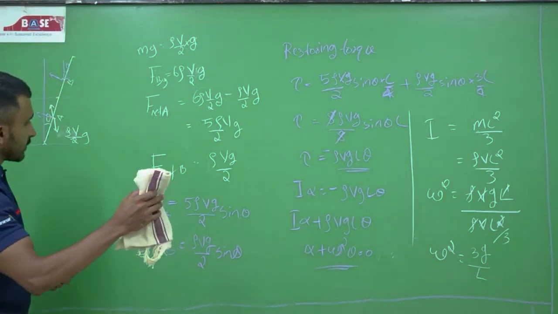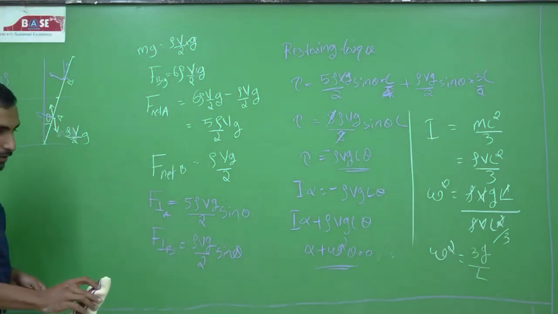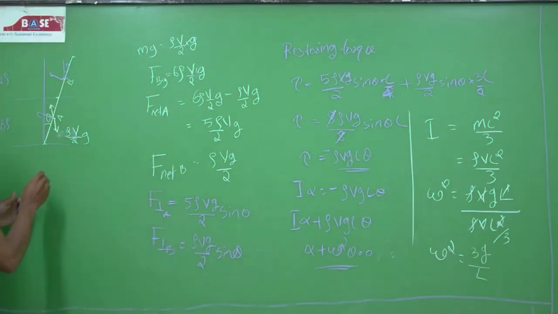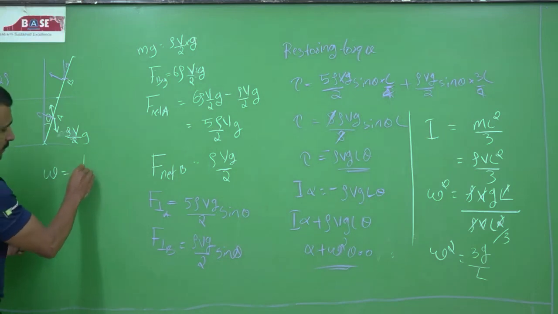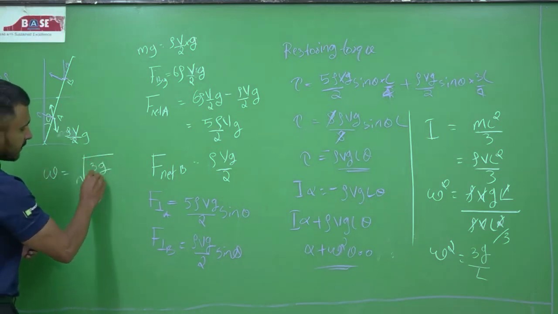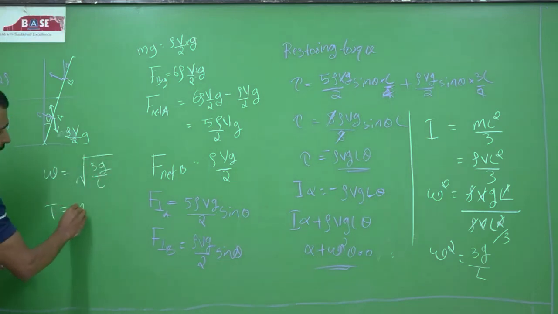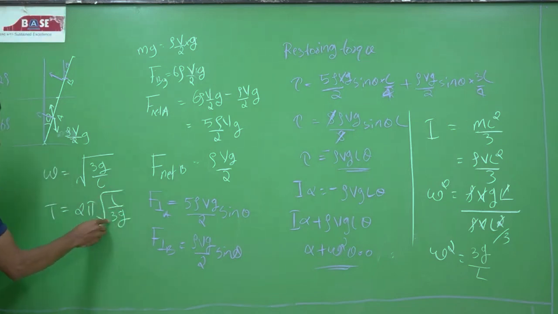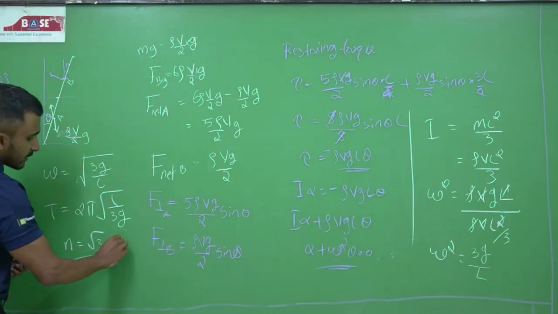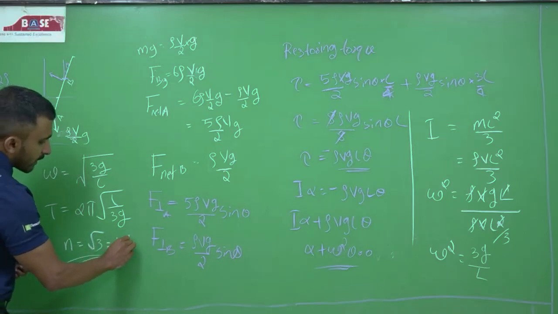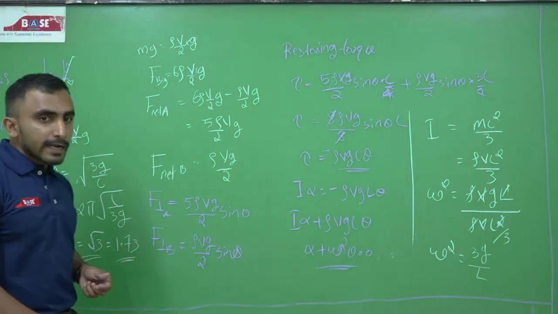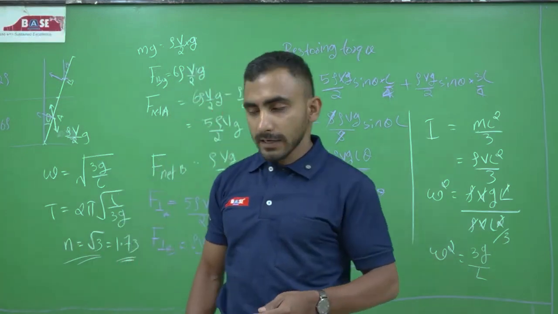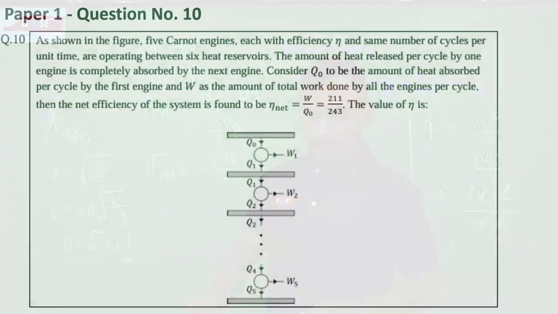Then what we can do right now? We got that value, so we got omega. Then omega will be root over 3g by L. So time period we can get 2 pi root over L by 3g. So n will be what? Root 3. So we can say n is equal to 1.73. So the answer is 1.73. That's it. Thank you. Okay.